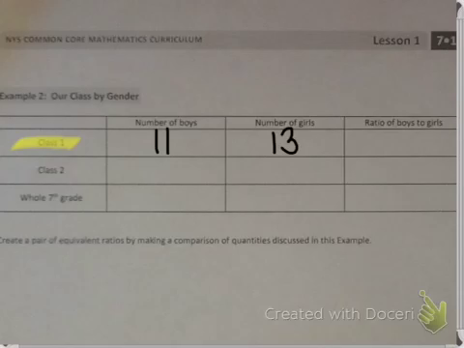Now, I'm sure you could do this and figure this out. Kind of icky numbers, to tell you the truth, not really great to work with, but we know we're going to do a ratio of boys to girls. That would be 11 to 13.